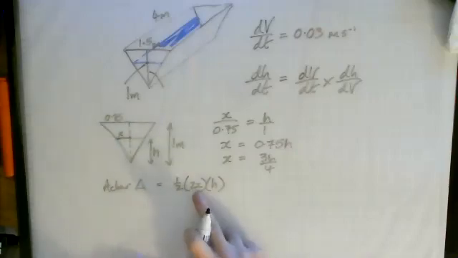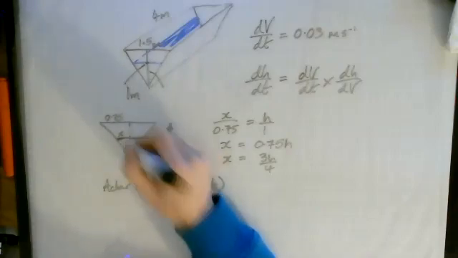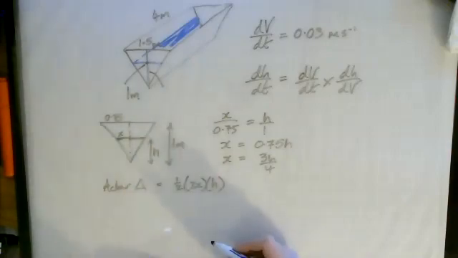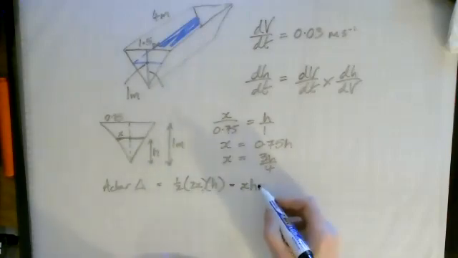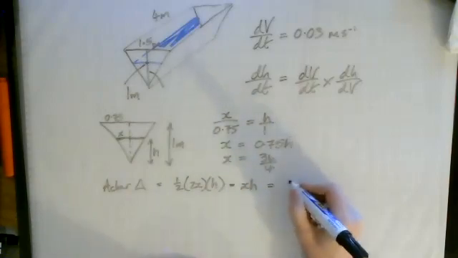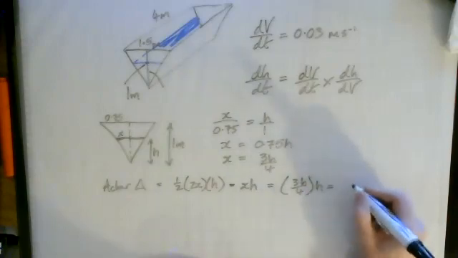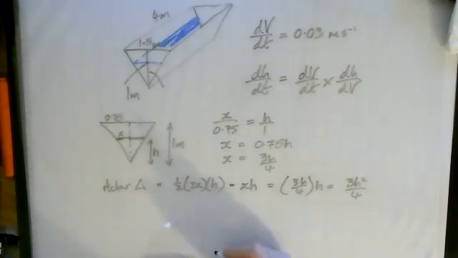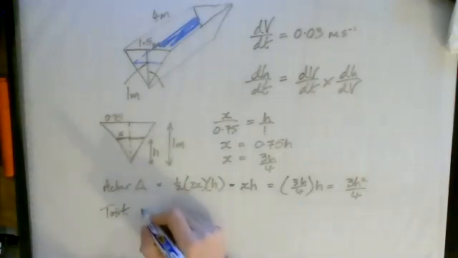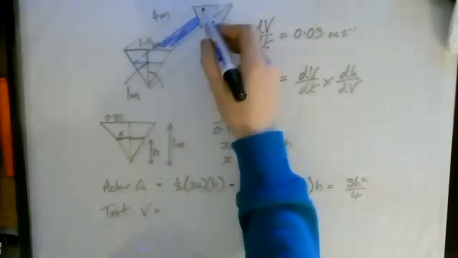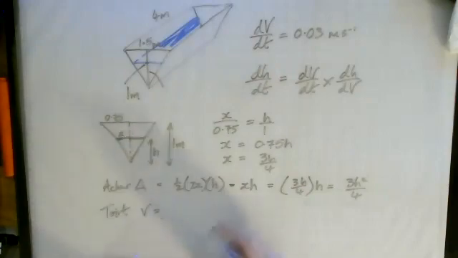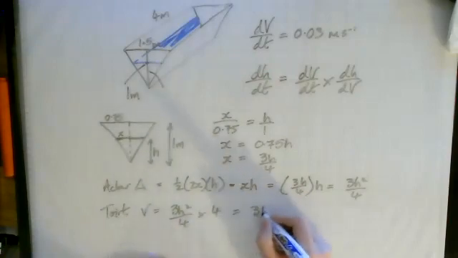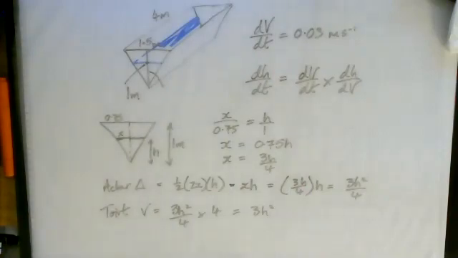So dx by dh, and then x. Now the volume is 3h squared, so the area is 3h times h, which is 3h squared. I guess the next thing is the volume, the cross-section area times the length. So the volume is 3h squared.